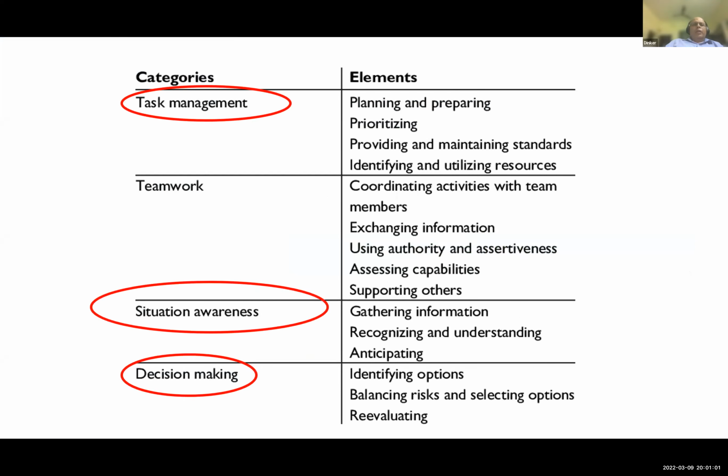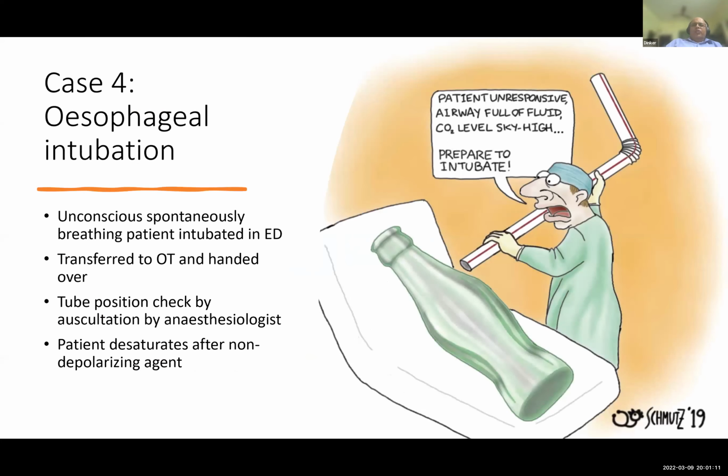So if you look over here, again, task management was lacking. Situational awareness was definitely lacking. They didn't make out the fact that the alarms were flashing, and decision making was very poor over here. So case 4 was an esophageal intubation. This was again deliberately planned.